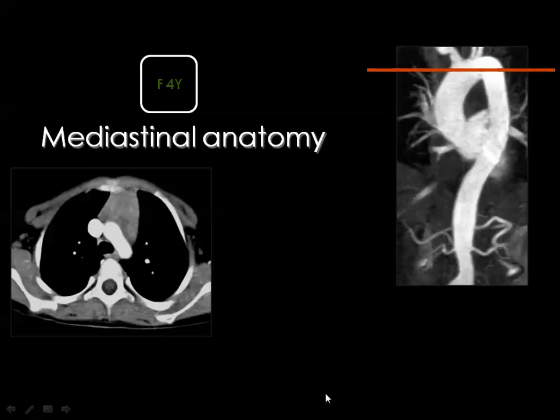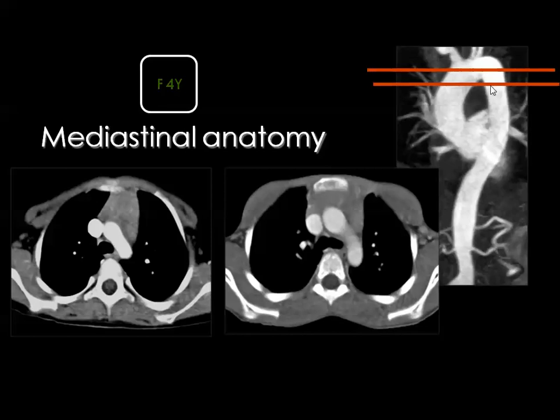Then if you go down, you are cutting here, the arch will divide, or you will see part of the ascending aorta and the descending aorta. And this is the section. Here you see the ascending aorta and the descending aorta, the arch is dividing. Then you see the superior vena cava also and part of the thymic gland.